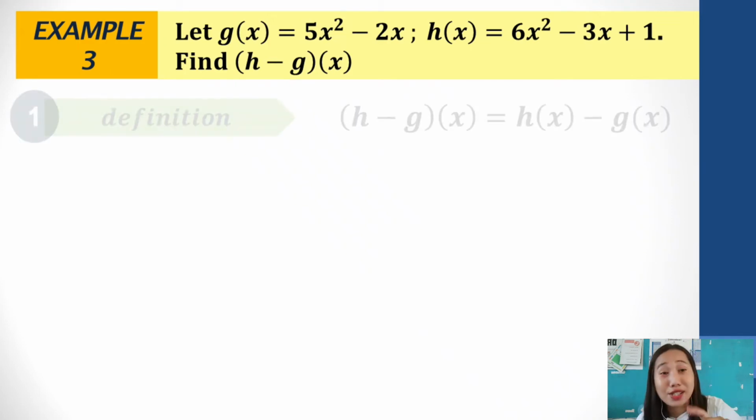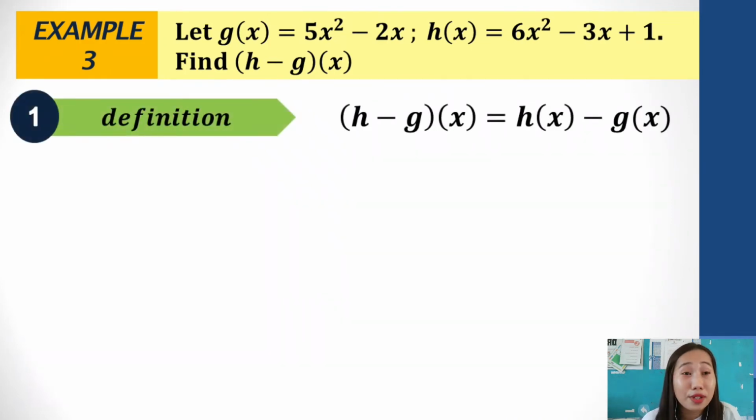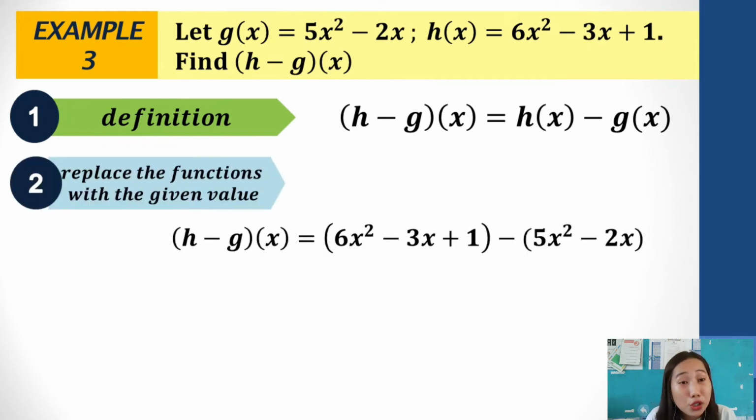Nauna si H. First step, yun pa rin. Write natin yung definition. Pero instead na F na siya, kung ano yung nauna dito, yun yung una mong ilagay dyan. H minus G of X. So, H of X minus yung pangalawa, si G of X. Okay, second step. Replace the functions with the given value. H minus G of X equals, papalitan mo yung H of X ng value ni H of X. I-copy mo lang yung nasa taas. Minus, parenthesis na naman, 5x squared minus 2x.